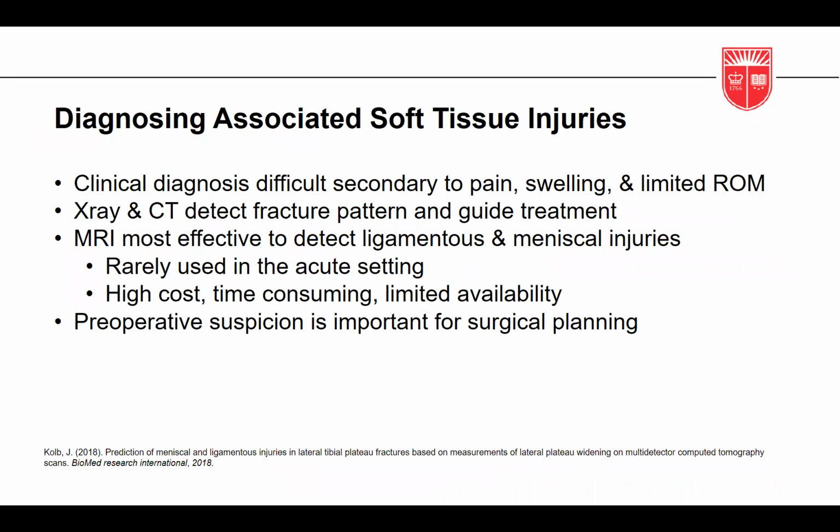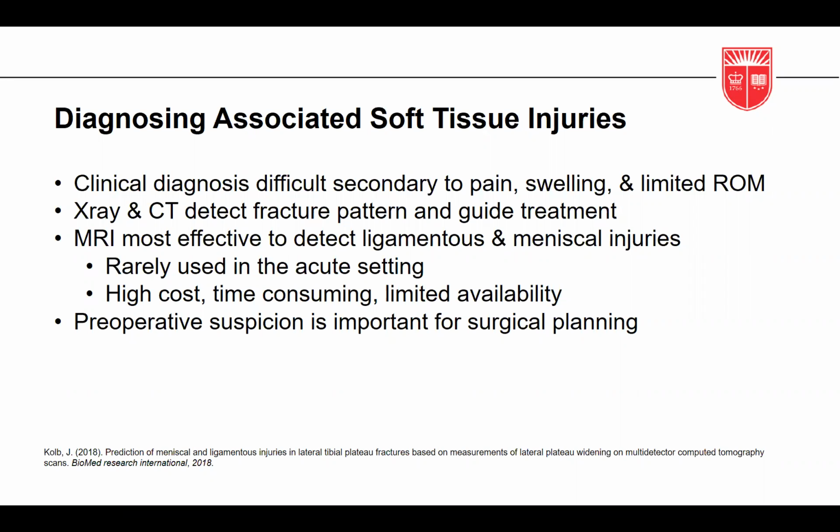So how do we diagnose these soft tissue injuries? Clinical diagnosis is often difficult given the amount of pain, swelling, and limited range of motion in these fractures. X-ray and CT scan detect fracture patterns, but have not classically been used to diagnose soft tissue injuries. MRI would be the most effective way to diagnose ligamentous and meniscal injuries. However, this is rarely used in the setting of an acute tibial plateau fracture. This is likely because it's a time-consuming examination, has a high cost, and has limited availability.